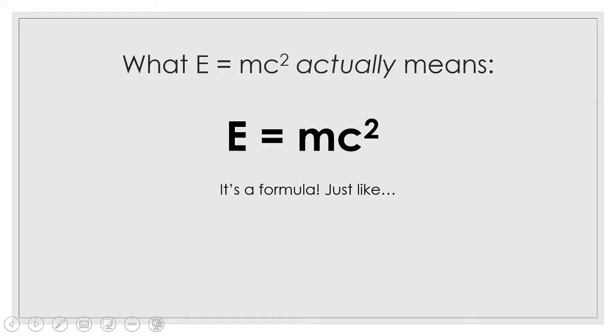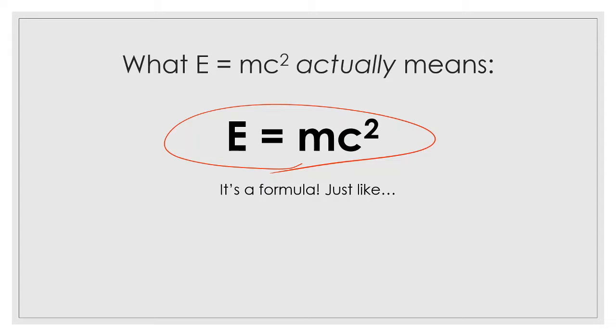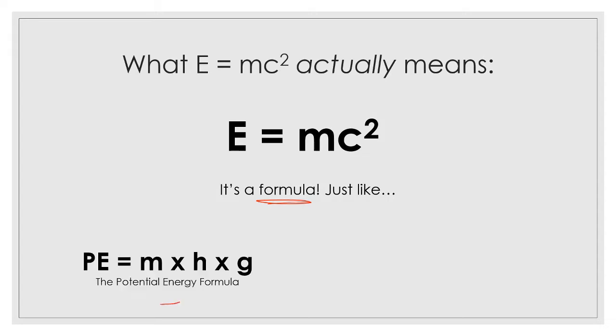Alright, here's the deal. When somebody says E equals mc squared, what they are telling you is a formula. We've already seen lots of formulas in science class before. For example, this one over here. This should look pretty familiar to you because we just finished a unit on energy, and this was our potential energy formula. It was PE equals M times H times G. And you guys should be able to tell me that that means potential energy equals mass times height times gravity.